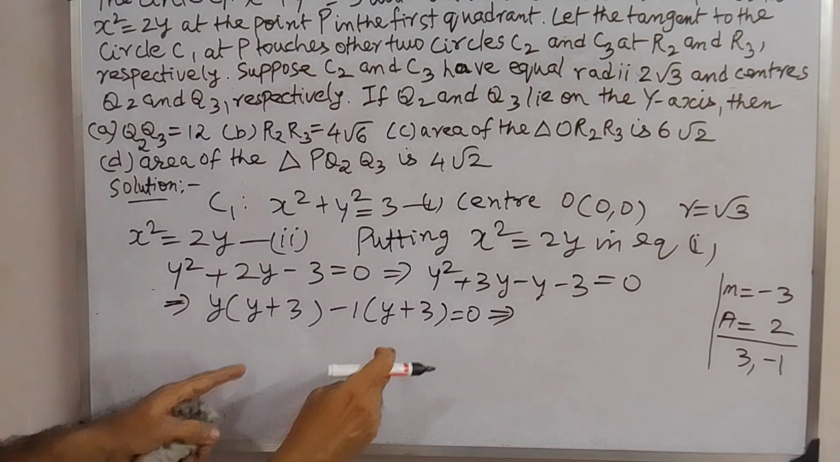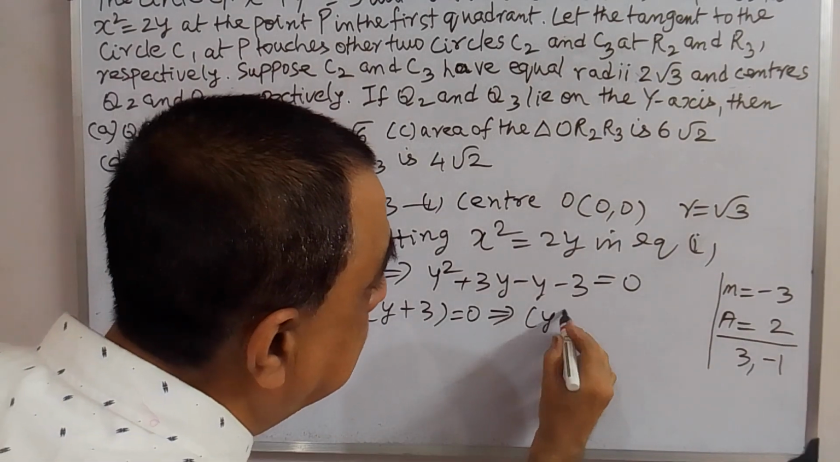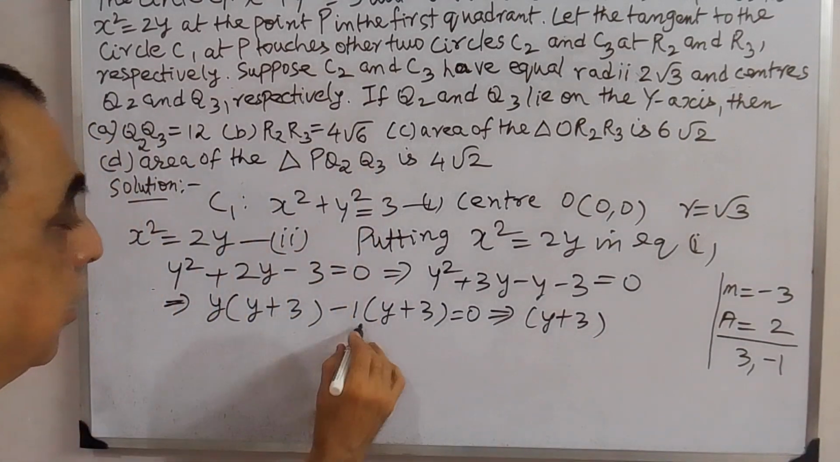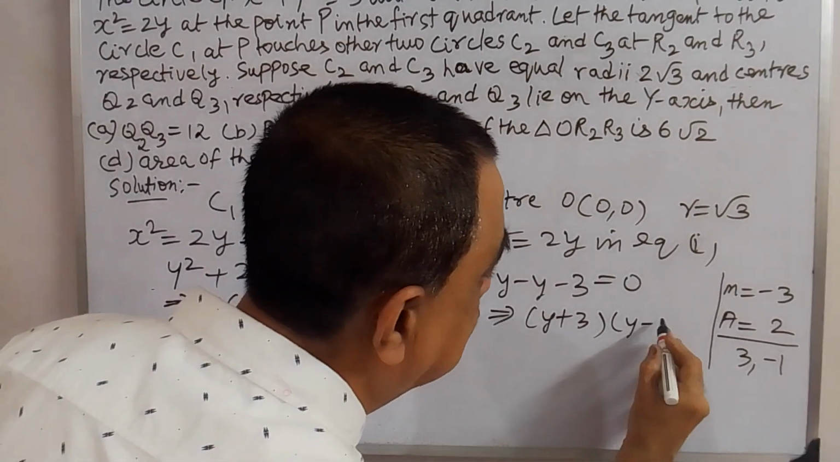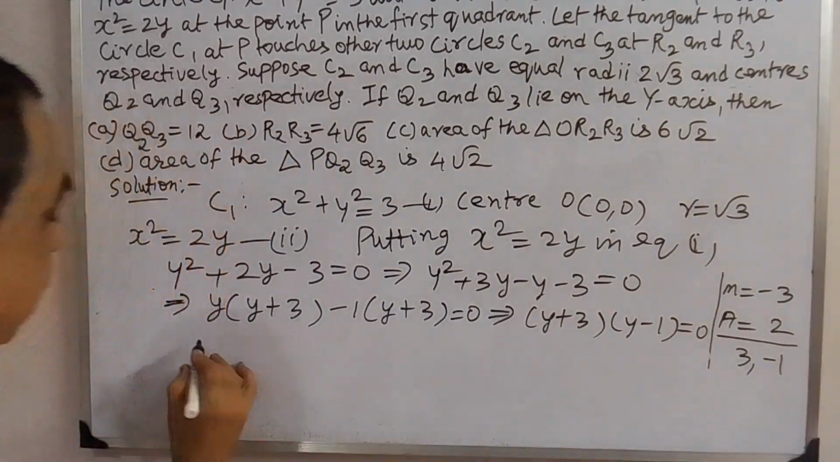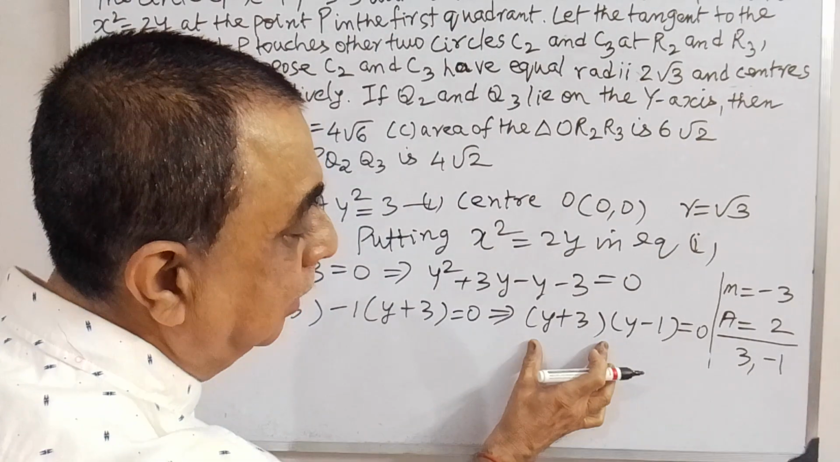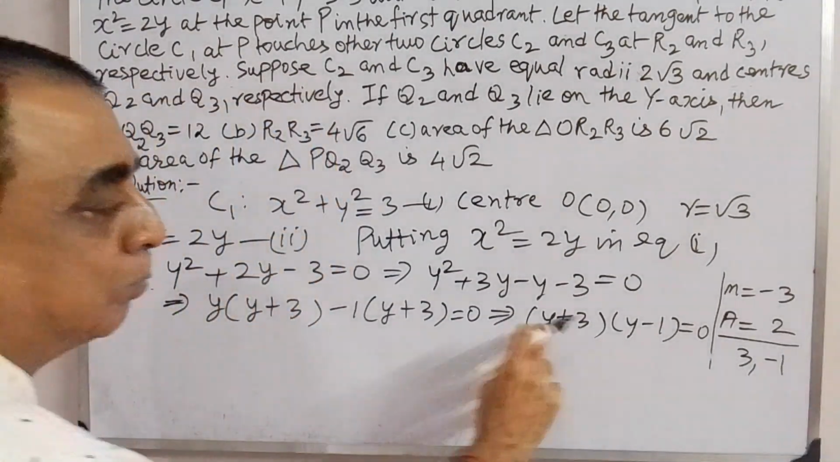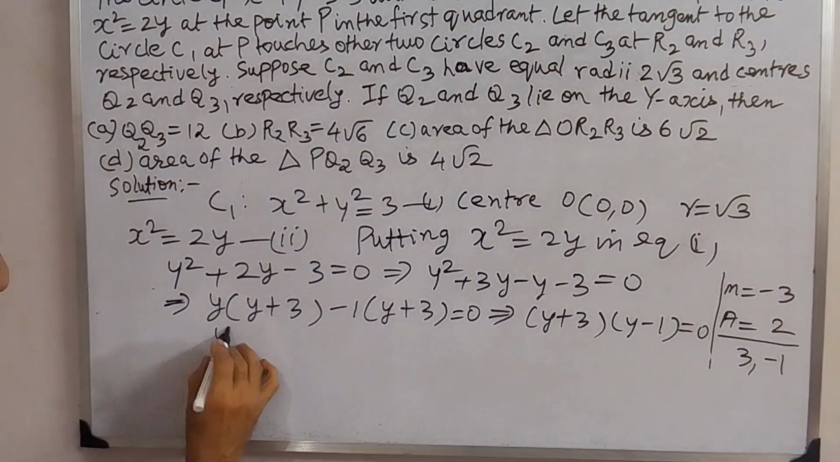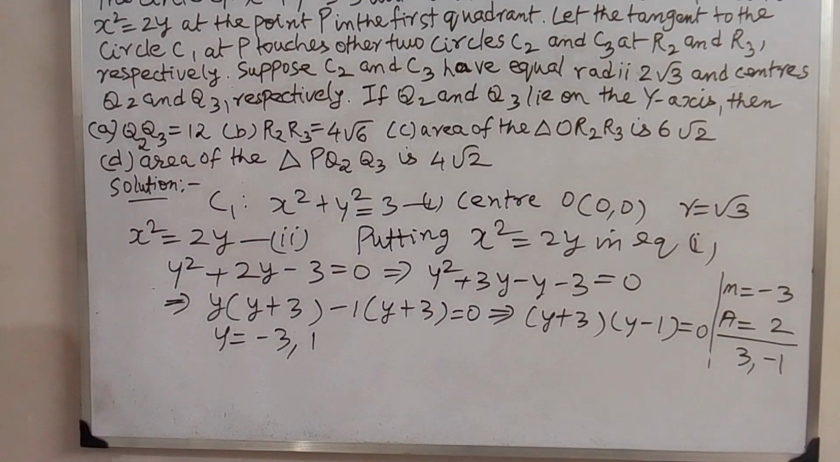And from here y plus 3 is in two brackets. You take that common. Okay. y plus 3 into what is remaining will be inside the other bracket. Okay, y minus 1 will be in the other bracket. So on solving this, either this expression will be 0 or this, because the product is 0. So on solving we are getting the value of y is equal to minus 3 and plus 1.